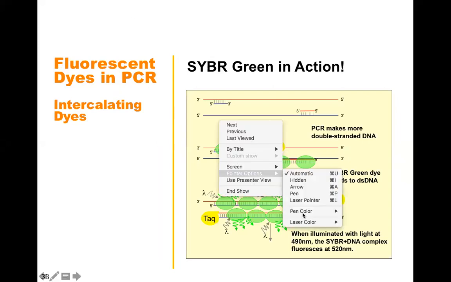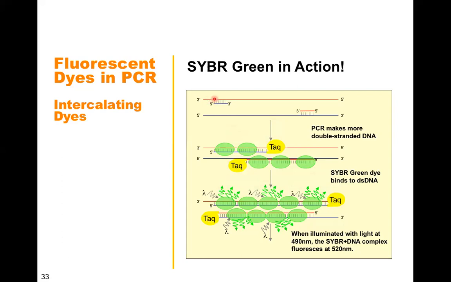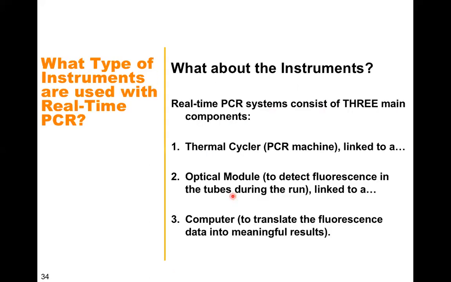You can see here that when the DNA is single-stranded, the SYBR Green cannot bind. But as soon as the DNA is getting amplified and becoming double-stranded, the SYBR Green molecules bind. The more copies of DNA there are, the more SYBR Green binding there will be, and as a result, there will be emission of more fluorescence. And that is what we capture. The more the fluorescence, the more the DNA. So what about the instrument? There are three parts. One is the thermal cycler, the second is the optical module, and the third is the computer.